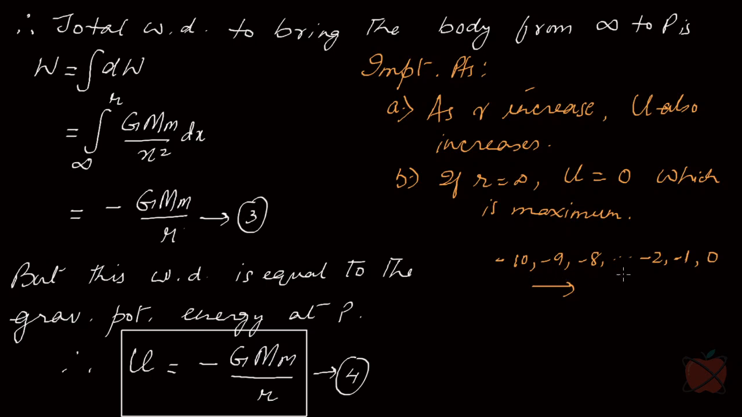But if we go in that way, that means it is increasing. Yes or no? Why? Because minus 9 is larger than minus 10. Minus 8 is larger than minus 9, and so on. Minus 1 is larger than minus 2. So in this way, it increases. That's why as r increases, U also increases. You got it? So it becomes less and less negative. At the most, it can be 0. So that is when it is maximum.